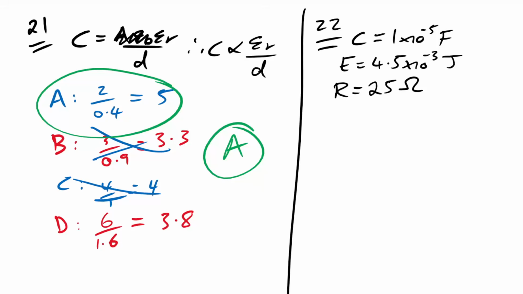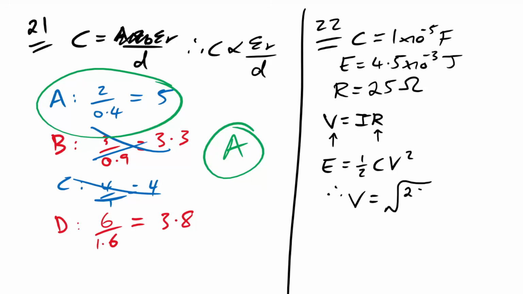What's the maximum current? Well, of course, we're looking for V equals IR, aren't we? So we need V equals IR, but in order to know this, we need to know the resistance. We do. We need to know the voltage as well to begin with, the highest voltage. So we need an equation that links together energy, capacitance, and voltage. We saw it just now, half CV squared. Therefore, V is going to be equal to the square root, 2 lots of the energy divided by the capacitance.